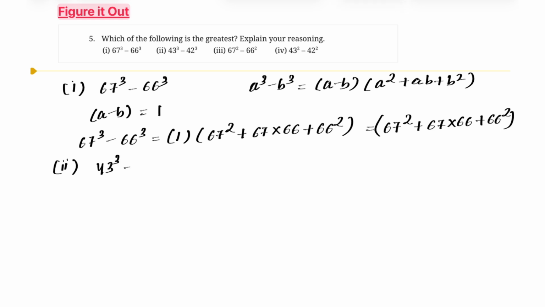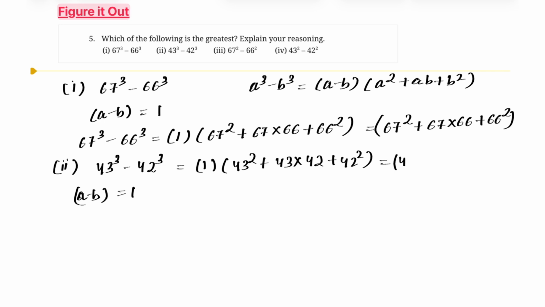Next, we will solve 43 cube minus 42 cube. Here also a minus b is 43 minus 42, that is 1. So the answer is 43 square plus 43 into 42 plus 42 square.